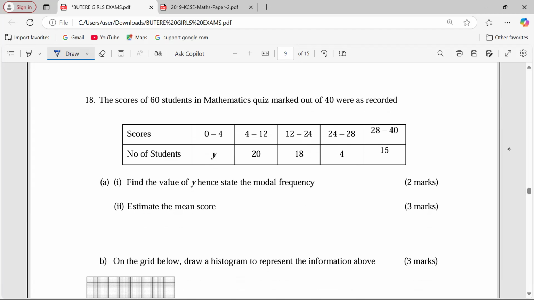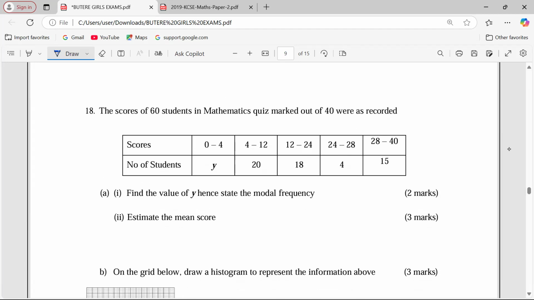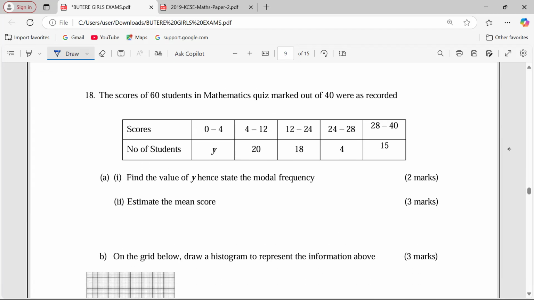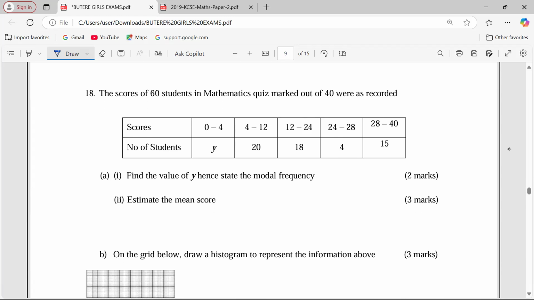Between 0 and 4, we have Y students there. Then we have the other classes there. The marks have been given. So for us to get the value of Y, which is our first question, we need to take the total students, 60, minus the ones provided: 20, 18, 4, and 15.